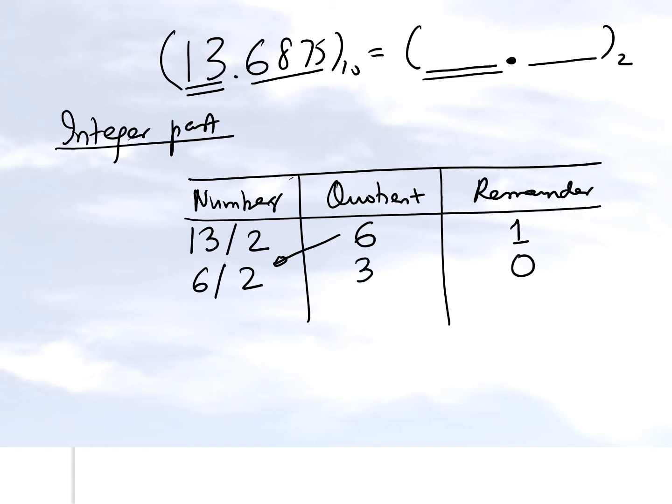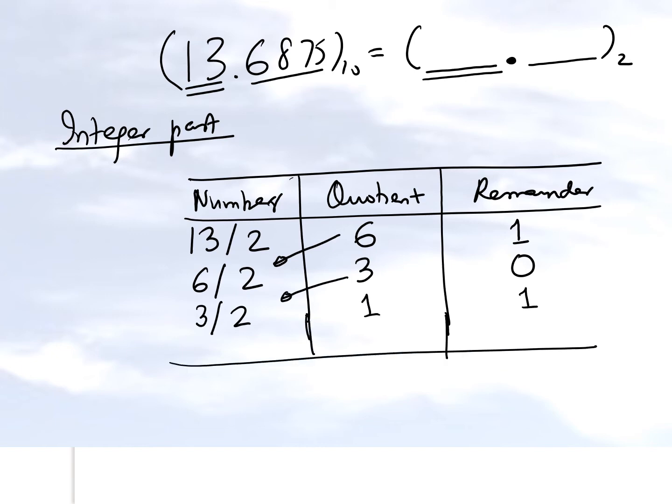Remainder is 0. Let me take this quotient back here, 3 divided by 2, and I'll get a quotient of 1 and a remainder of 1. And then let me take this quotient of 1 divided by 2. The quotient will be 0 now, and the remainder will be 1. As soon as the quotient becomes 0, you stop, and that tells you that you have already converted your number from base 10 to base 2, so far as the integer part is concerned.